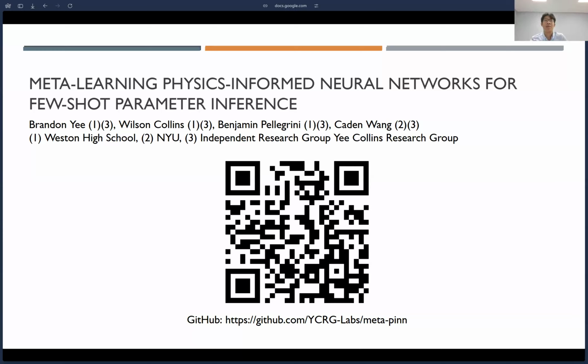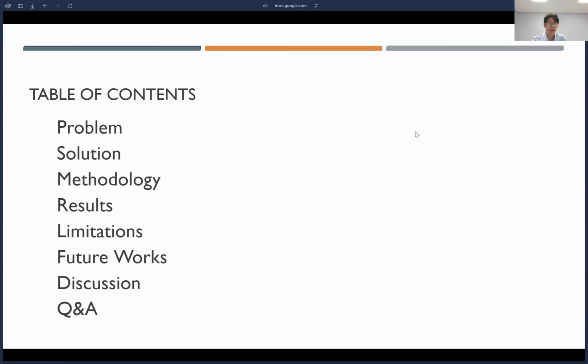Thank you for having me. So I'm going to be presenting on meta-learning physics-informed neural networks for few-shot parameter inference. So this is a table of contents for my slides: problem, solution, methodology, results, limitations, future works, discussion, and then the Q&A.